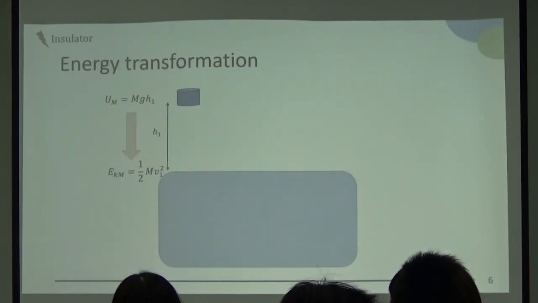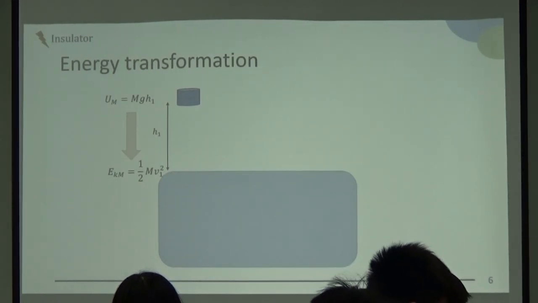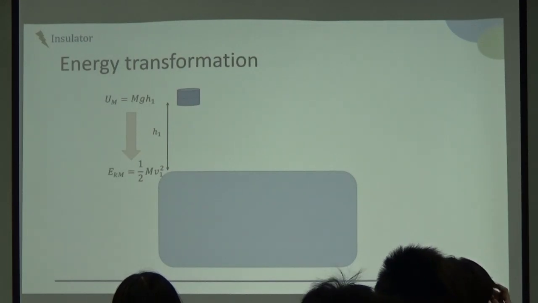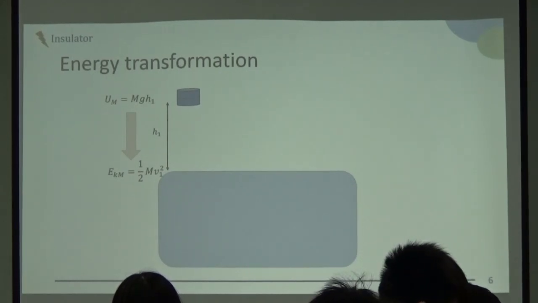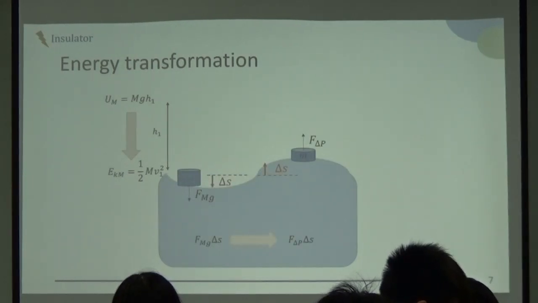Okay, next is the energy transformation. Before the dropped object hits the cushion, it stores potential energy, and when it is dropped, the energy is converted into kinetic energy. So the acceleration of it and the force will push the cushion.